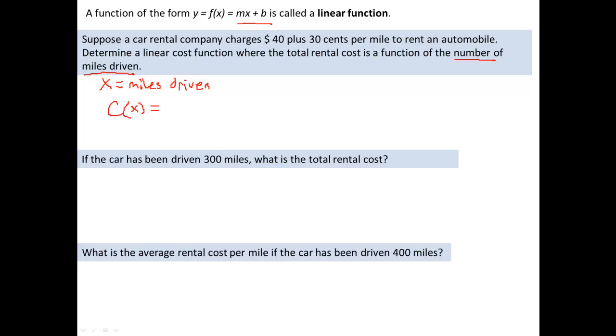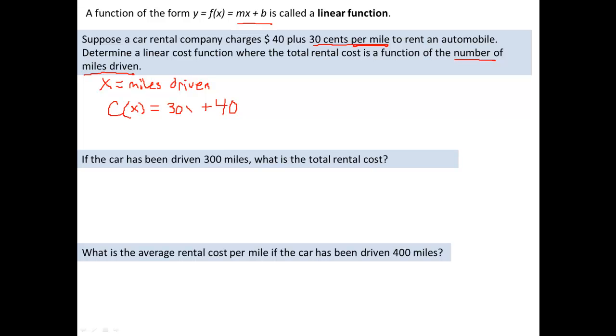Okay, well, the cost is going to be $40 no matter what we do, so let's start with that. That's our fixed cost. And then we've got a cost that's per mile. When you see per anywhere in your problem, you're thinking that's a rate. That's like a slope. And in this case, it's 30 cents per mile.